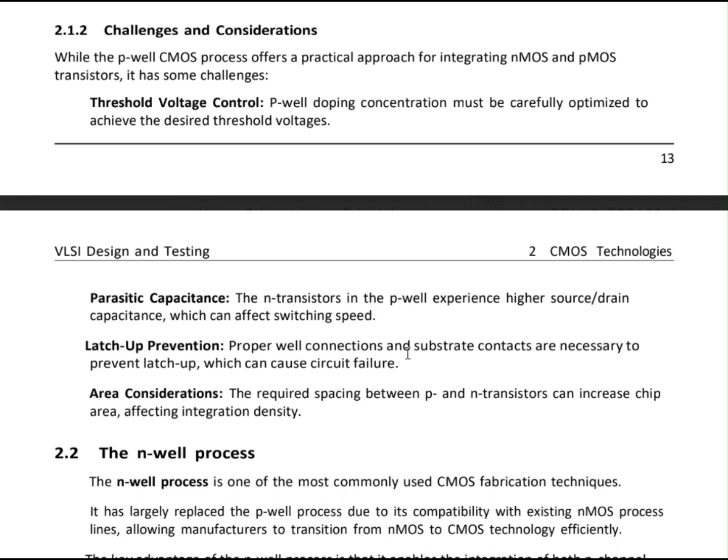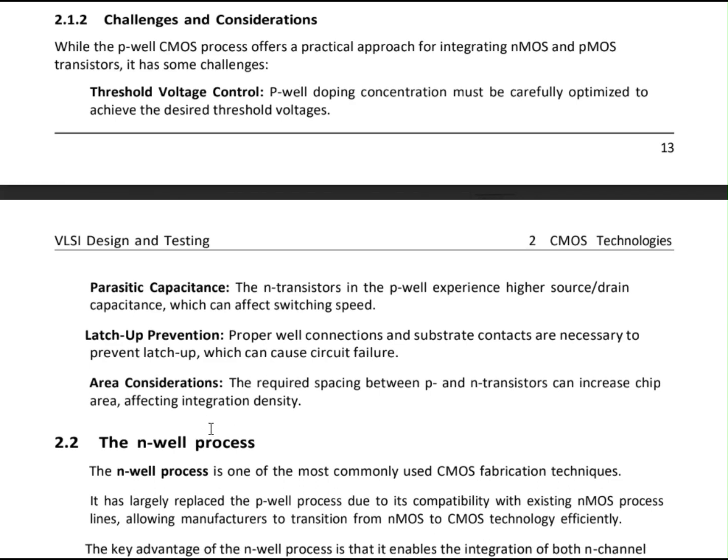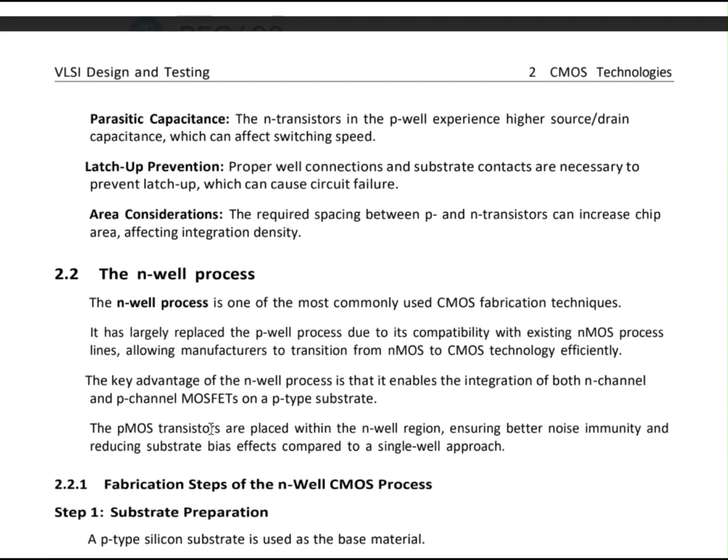This topic is challenges and considerations. The main challenge is threshold voltage control. The P-well doping concentration must be carefully optimized to achieve the desired threshold voltage. Next is parasitic capacitance. The N transistor in the P-well experiences high source or drain capacitance, which can affect the switching speed. And the other important characteristics would be latch-up prevention and area consideration.